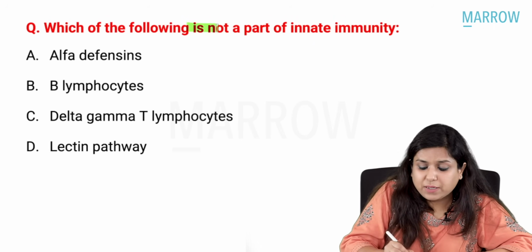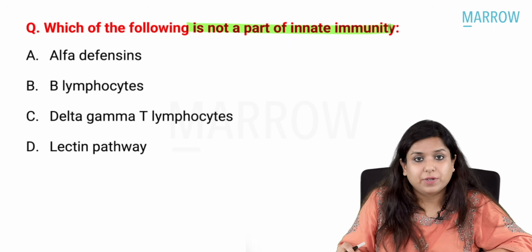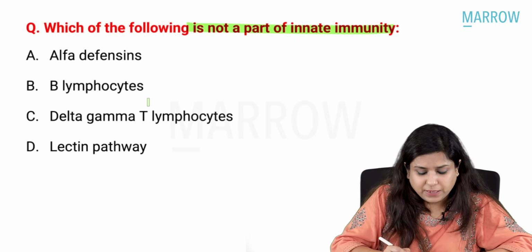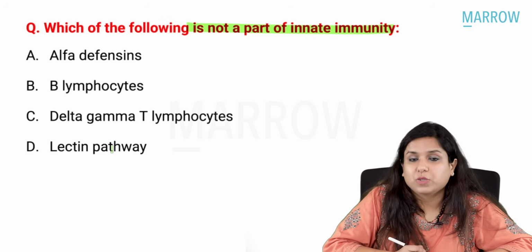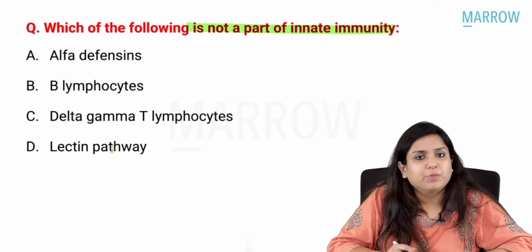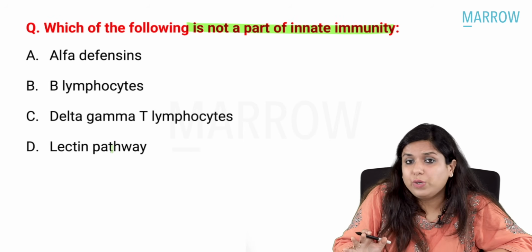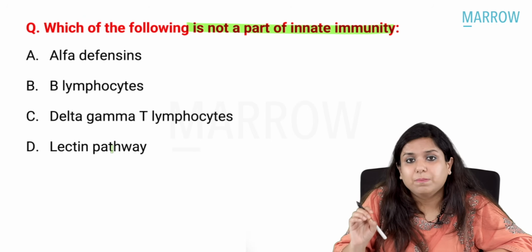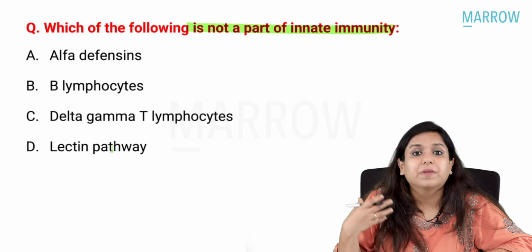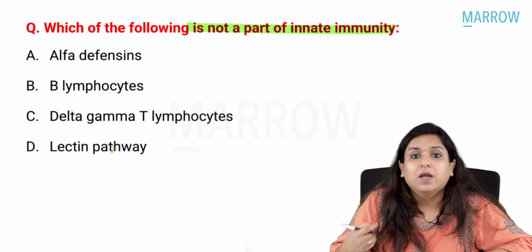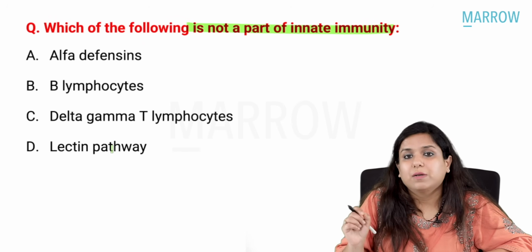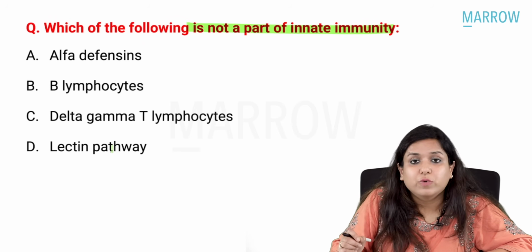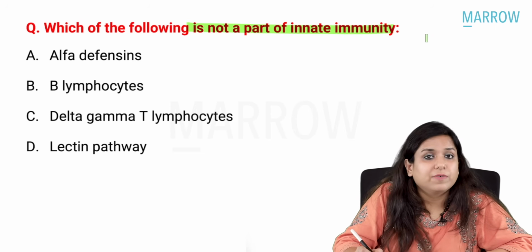Which of the following is not a part of the innate immunity, right? Alpha defensins, B lymphocyte, gamma delta T lymphocytes and lectin pathway. Which is not a part of innate immunity, students? Again a direct question. You all know innate immunity is basically comprised of what kinds? The skin, epithelial barriers, right? Adaptive immunity is mostly composed of B and T lymphocytes. So, which is not a part of innate immunity?